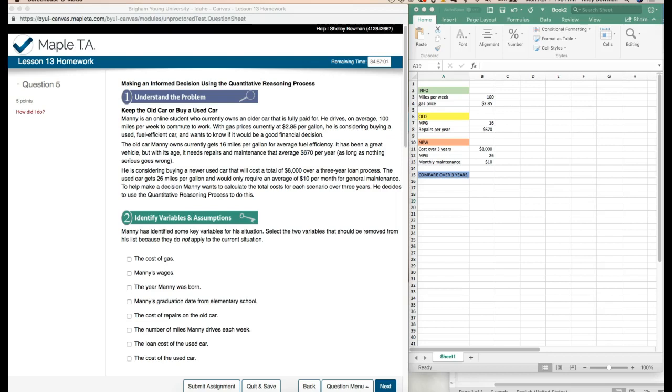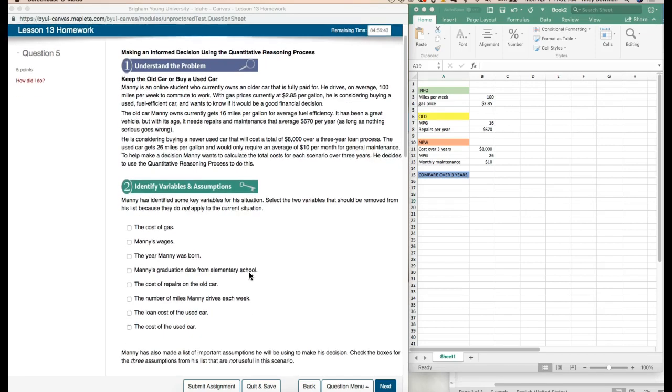The used car gets 26 miles per gallon and would only require on average about $10 per month for general maintenance. To help make a decision, Manny wants to calculate the total costs for each scenario over 3 years. He decides to use the quantitative reasoning process to do this. Okay, so the first thing, we're going to identify the variables and assumptions.